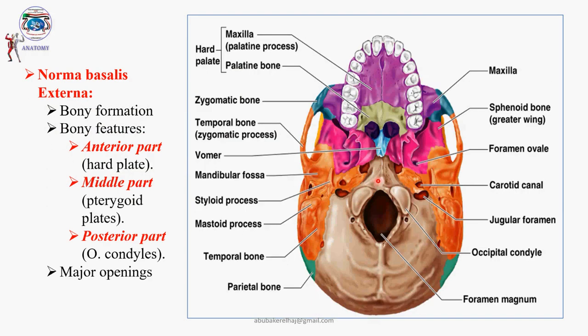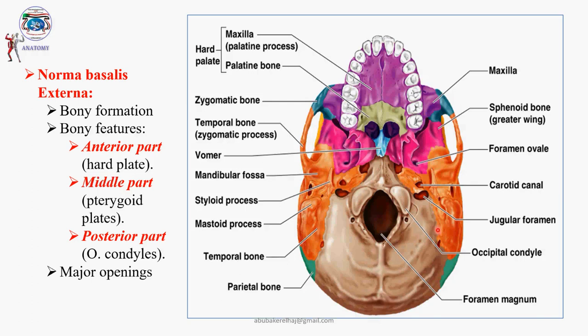In the norma basalis externa, that means from the base of the skull, which is related to the area of the articulation between the atlas and the base of the skull at the level of this condyle, which is called the occipital condyle, to form the atlanto-occipital joint.